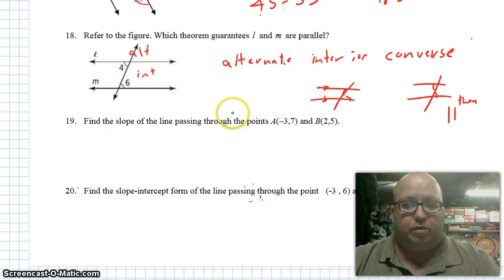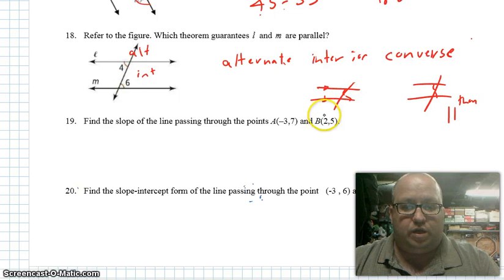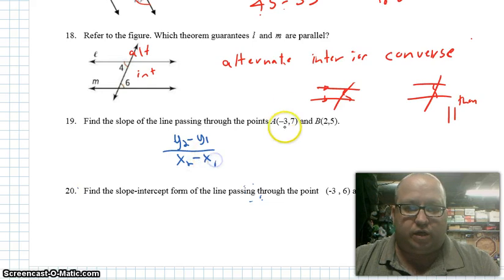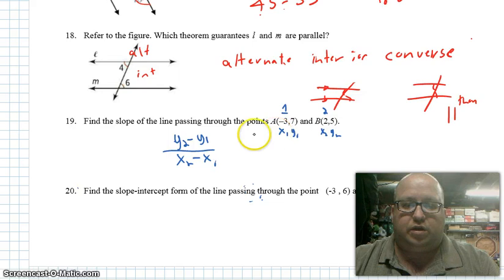Okay, coming back here with problem 19 of the fall term A review. It says, find the slope of the line passing through the points (-3, 7) and (2, 5). Well, slope has a formula, and it looks like this: y2 minus y1 over x2 minus x1. If you just decide this is point 1 and this is point 2, you've got x1, y1 right there, x2, y2 right there. You can plug them in and compute your slope.